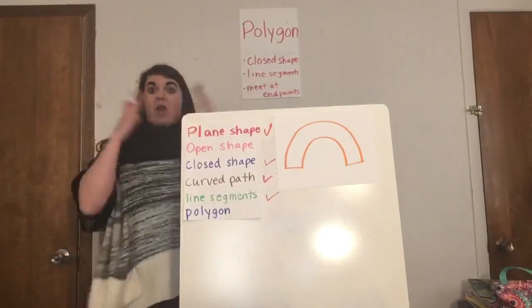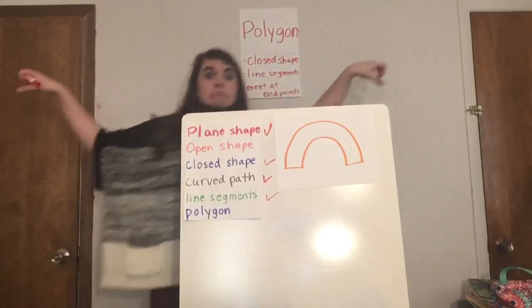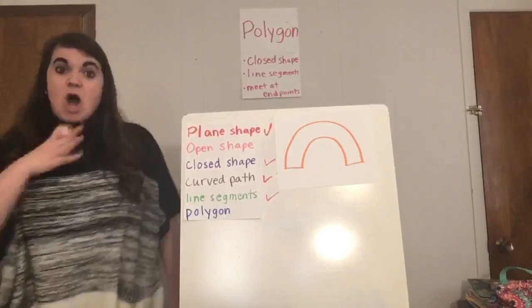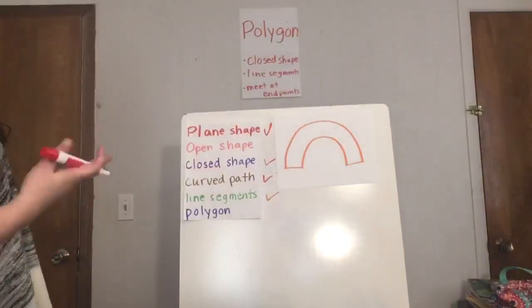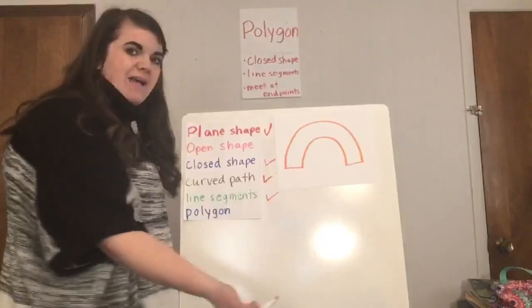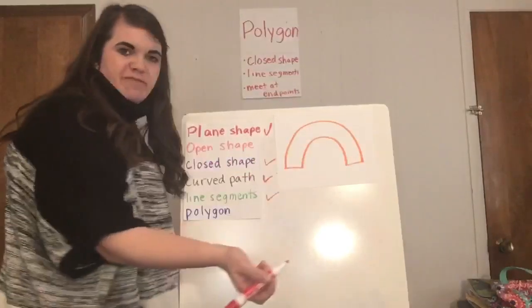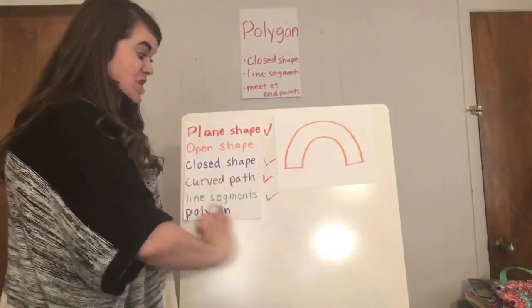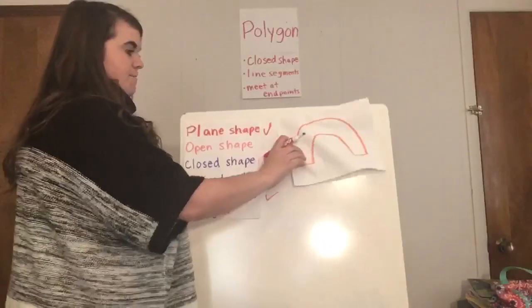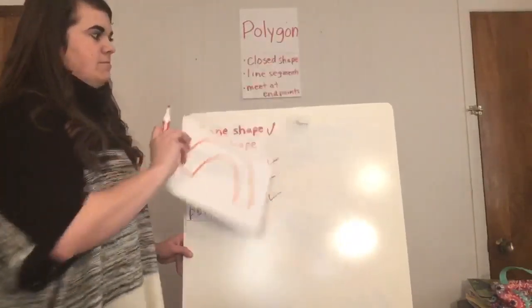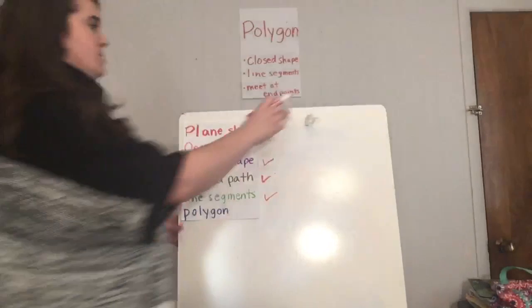It has to be all of those line segments. It has to be all of those. So it is not a polygon because there are curved paths. Polygons do not have curved paths on them. So this is not a polygon. Not a polygon.